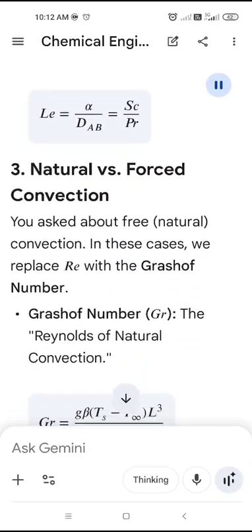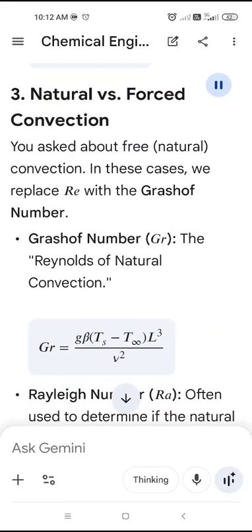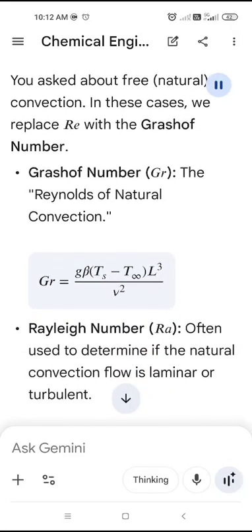3. Natural versus forced convection. You asked about free natural convection. In these cases, we replace Re with the Grashof number. Grashof number, Gr, the Reynolds of natural convection. Rayleigh number, Ra, often used to determine if the natural convection flow is laminar or turbulent.